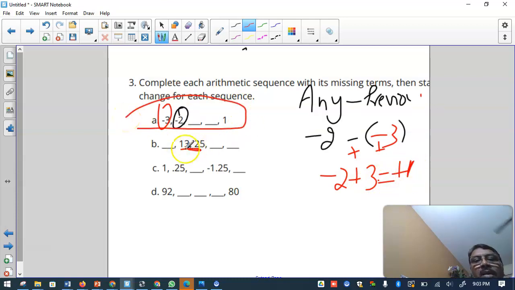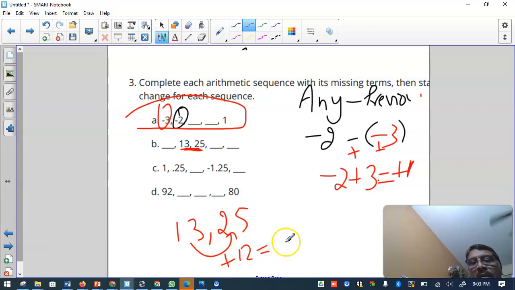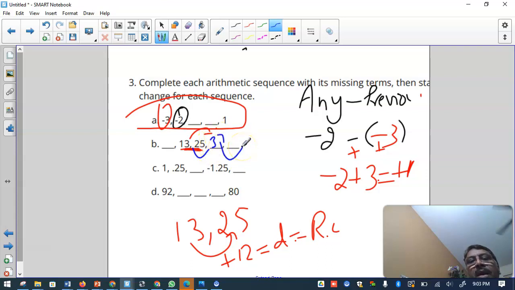The next one, look at this one, it is 13. So from 13 to 25, how much increase? And you can see it is plus 12. So that's the common difference, the rate of change. So when you go to the right side, you have to add plus 12. So from here, if you add plus 12, 25 plus 12 gives you 37, and you add another plus 12, that gives you 49.